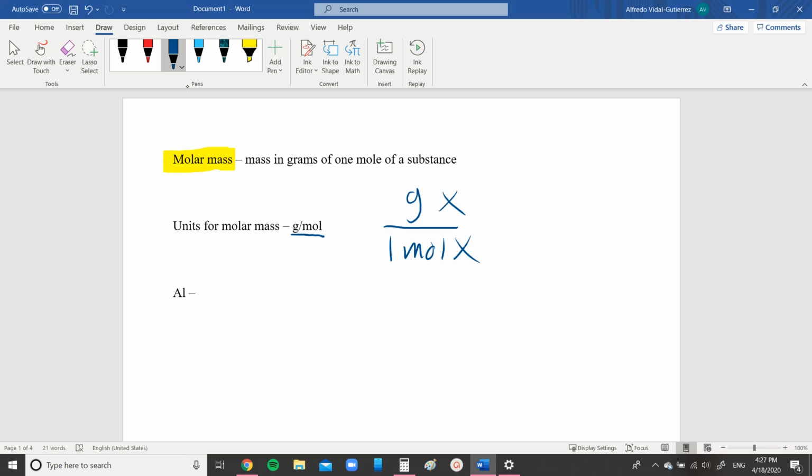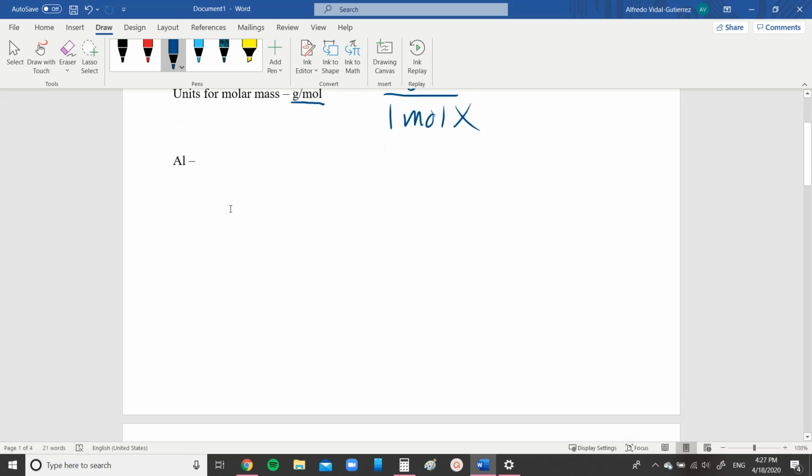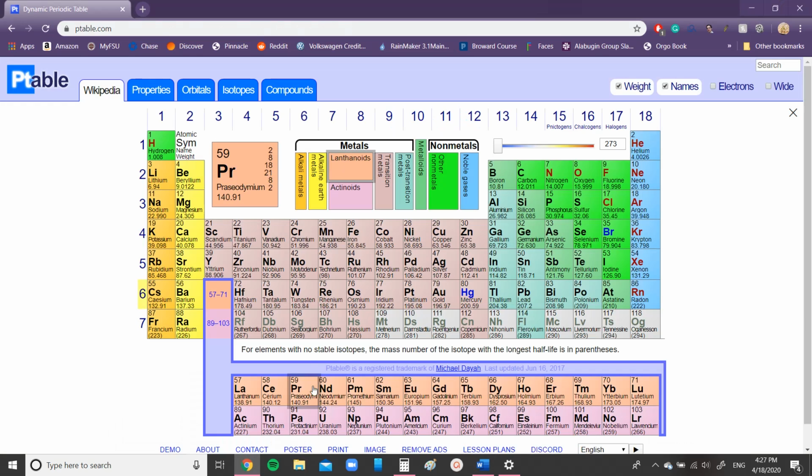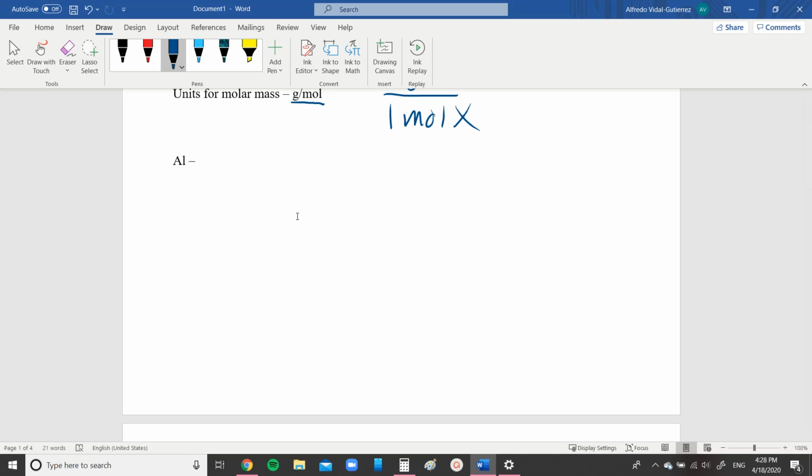So for the very first one, we have aluminum. Aluminum by itself is just one atom of aluminum. So in order to find the molar mass of it, we just go to the periodic table and locate it right there. We see that the molar mass of aluminum is that bottom number, 26.982. We can round that off to 27.0 as the molar mass of aluminum. And that's just for one atom of aluminum. And remember, the units for it are going to be grams per mole.